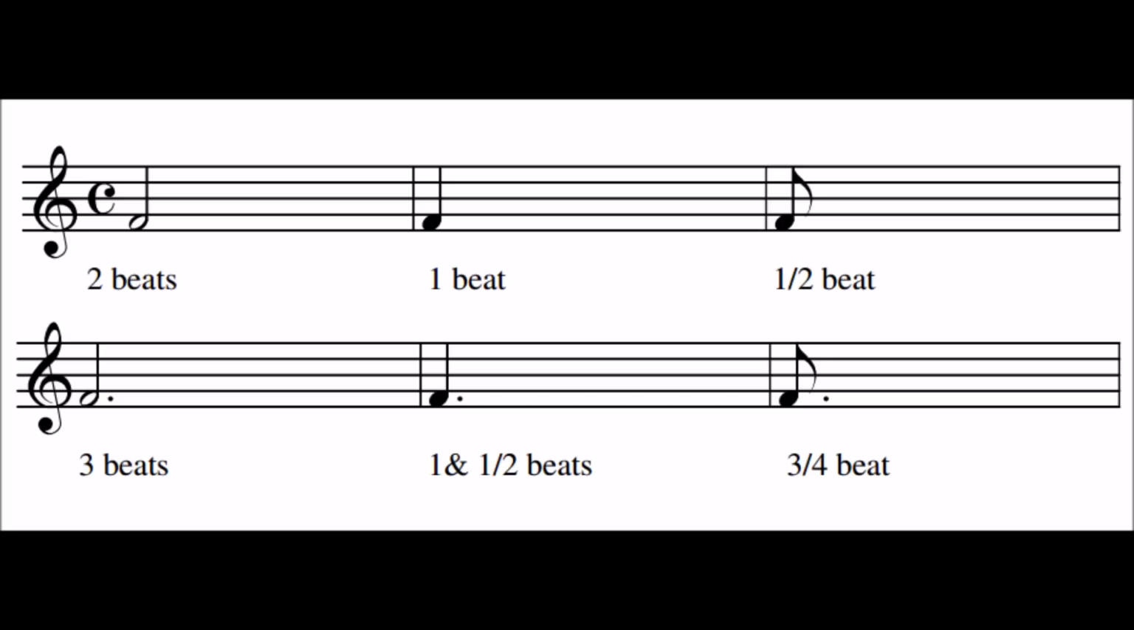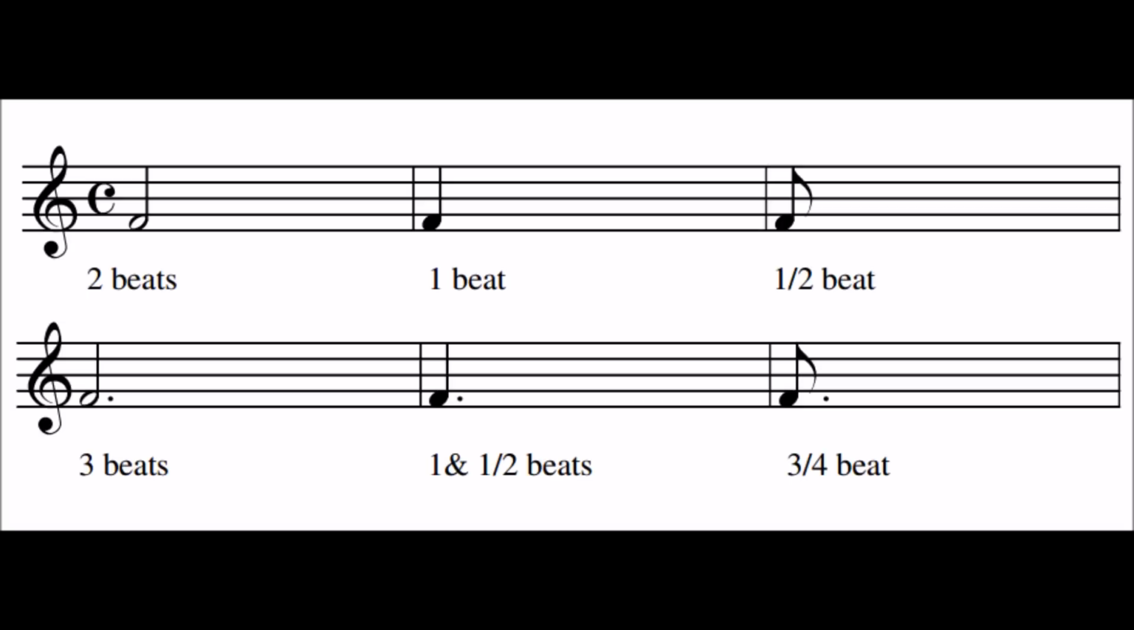In the same way, a dotted crotchet is worth half as much again as a crotchet, or in other words, 1.5 beats. And a dotted quaver is worth half as much again as a quaver. So half of a half is a quarter, and when you add it on to the half, it becomes 3/4.